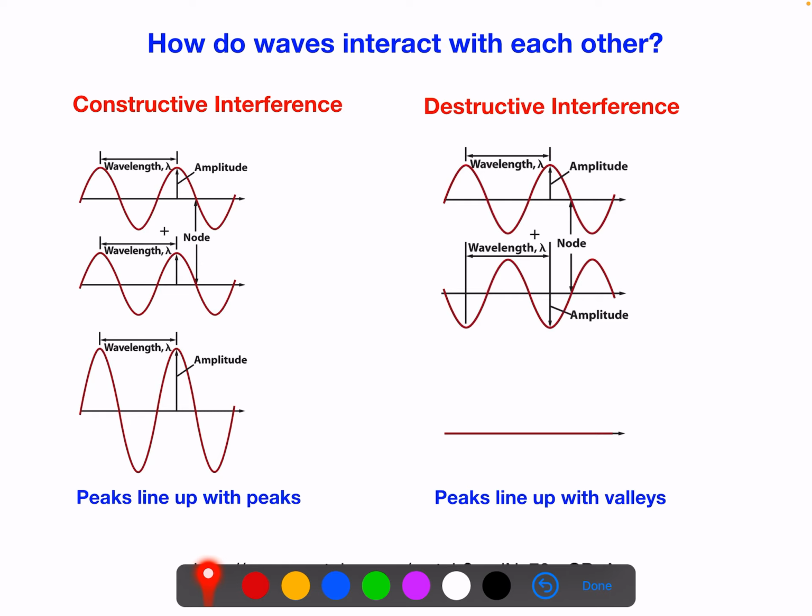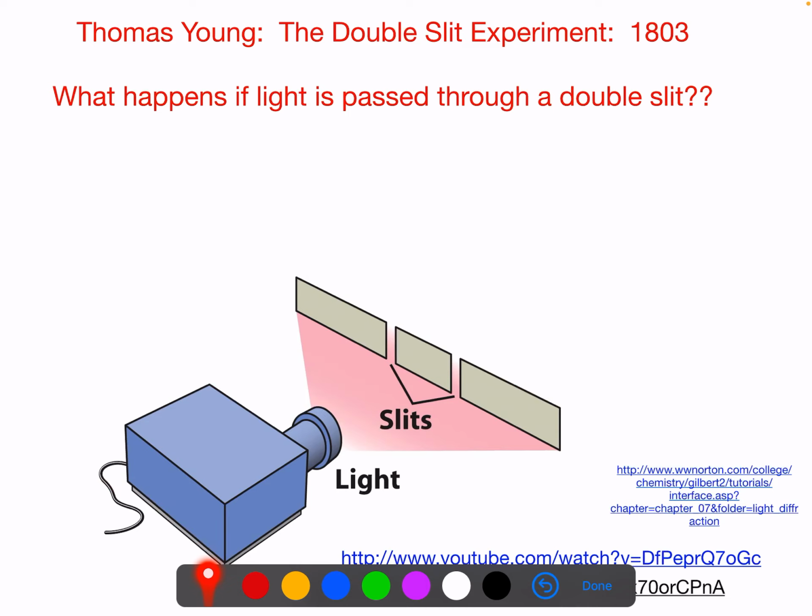And we could go on. If you take physics, you can understand the math behind this. But for our purposes, it's just important to know if things line up, it gets bigger. If things don't line up, it's going to cancel out. Okay. So this basic idea of constructive versus destructive interference is one of the key pieces of evidence that light is a wave. And how that works was determined by what's known as the double slit experiment, and this was done in 1803 by Thomas Young.